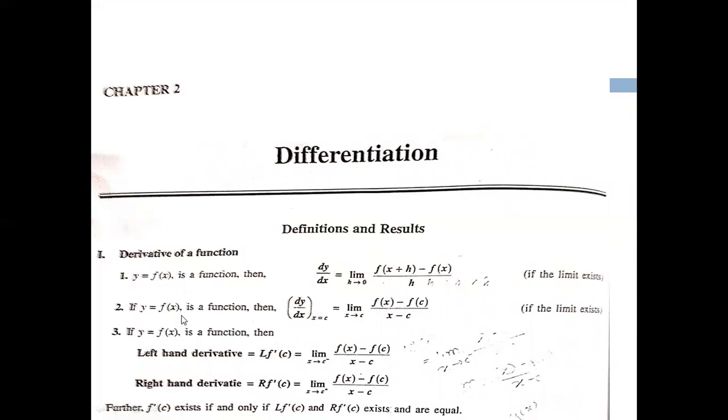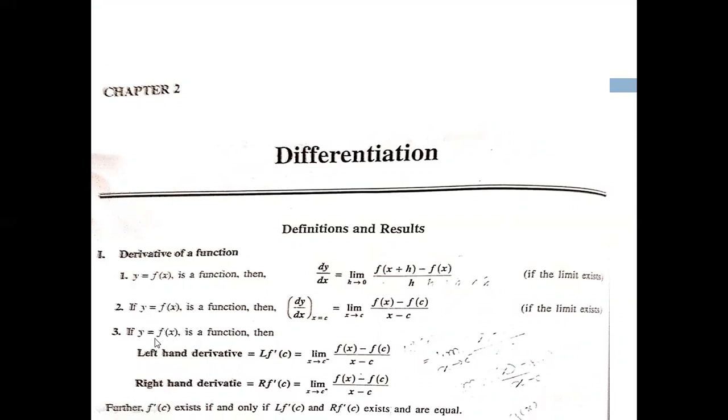Second point, if y is equal to f of x is a function, then dy by dx is equal to limit x tends to c, f of x minus f of c divided by x minus c. This is also if the limit exists. Third one, left hand derivative and right hand derivative of the given function.